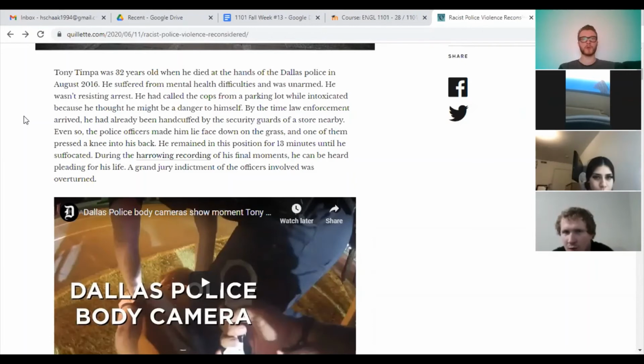By the time law enforcement arrived, he had already been handcuffed by the security guards of a store nearby. Even so, the police officers made him lie face down on the grass, and one of them pressed a knee into his back. He remained in this position for 13 minutes until he suffocated. During the harrowing recording of his final moments, he can be heard pleading for his life. This happened this summer. A grand jury indictment of the officers was overturned.